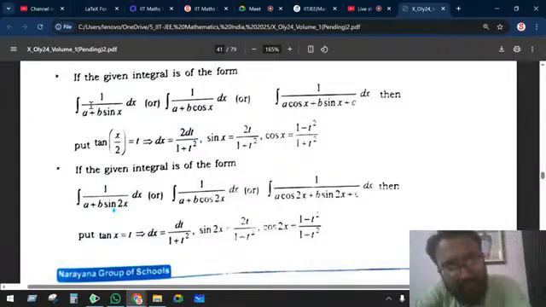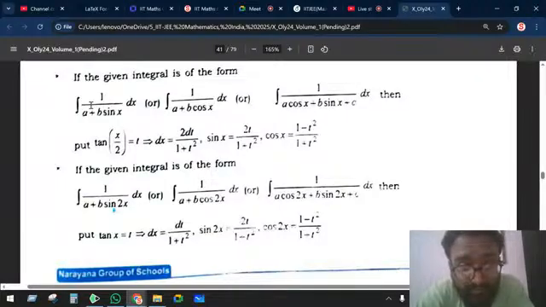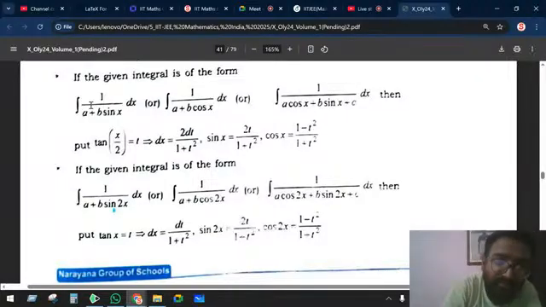So whenever you see these kind of equations, then put tan x by 2 is equal to t. So this is a dangerous one. So how can we remember? If the integrals are in this form, you have to do this.